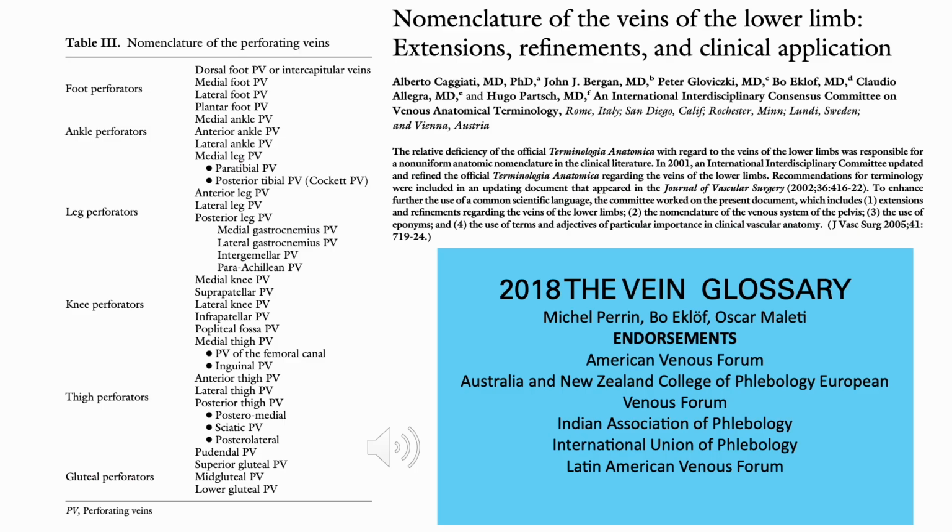In the 2005 consensus, as well as in the vein glossary proposed by Perrin, Eklof and Maleti, there was no mention of the hemodynamics of perforators, but only a precise description of topographical anatomy, to cover up the lack of culture of venous hemodynamics. Unfortunately, these classifications, created to standardize knowledge and improve therapy, are not useful for decision-making on therapeutic strategy.